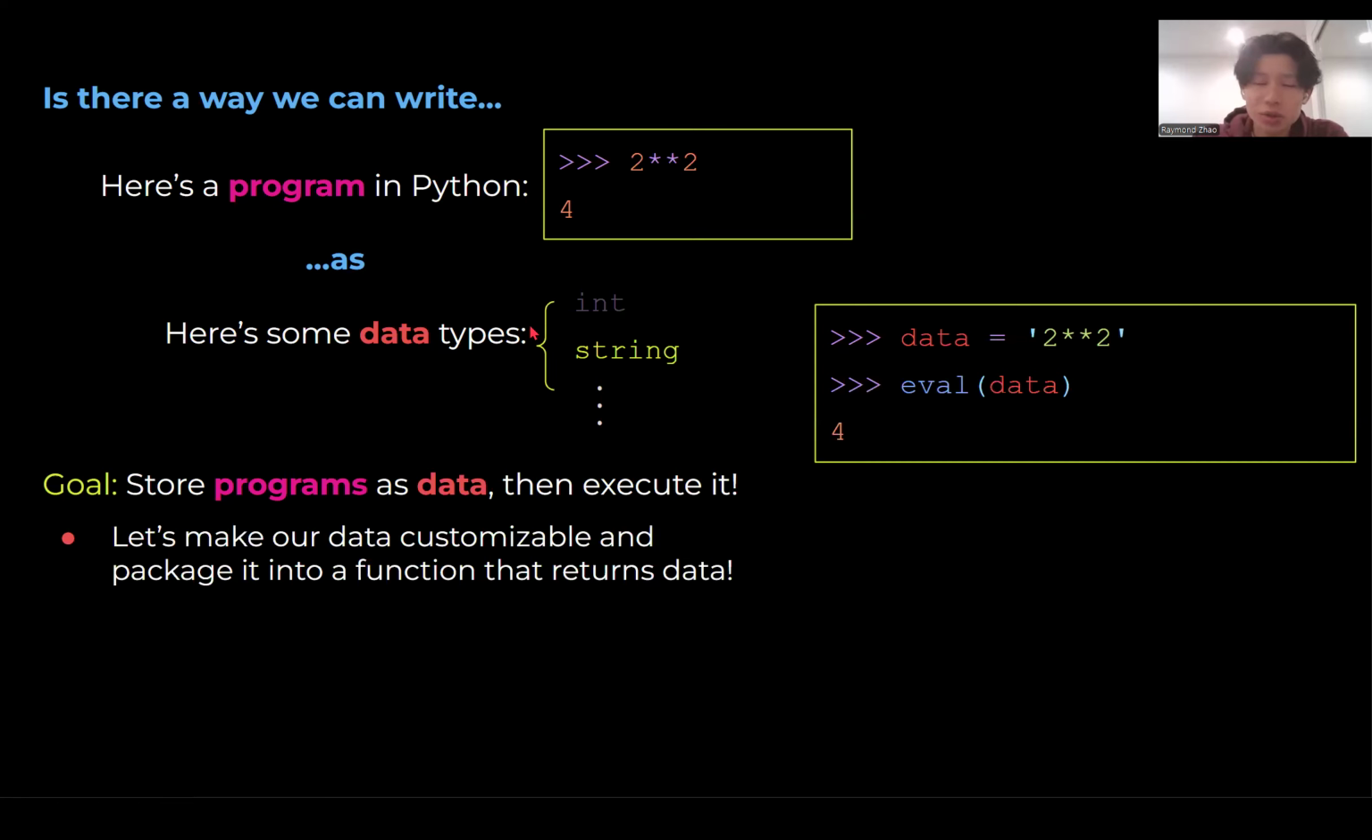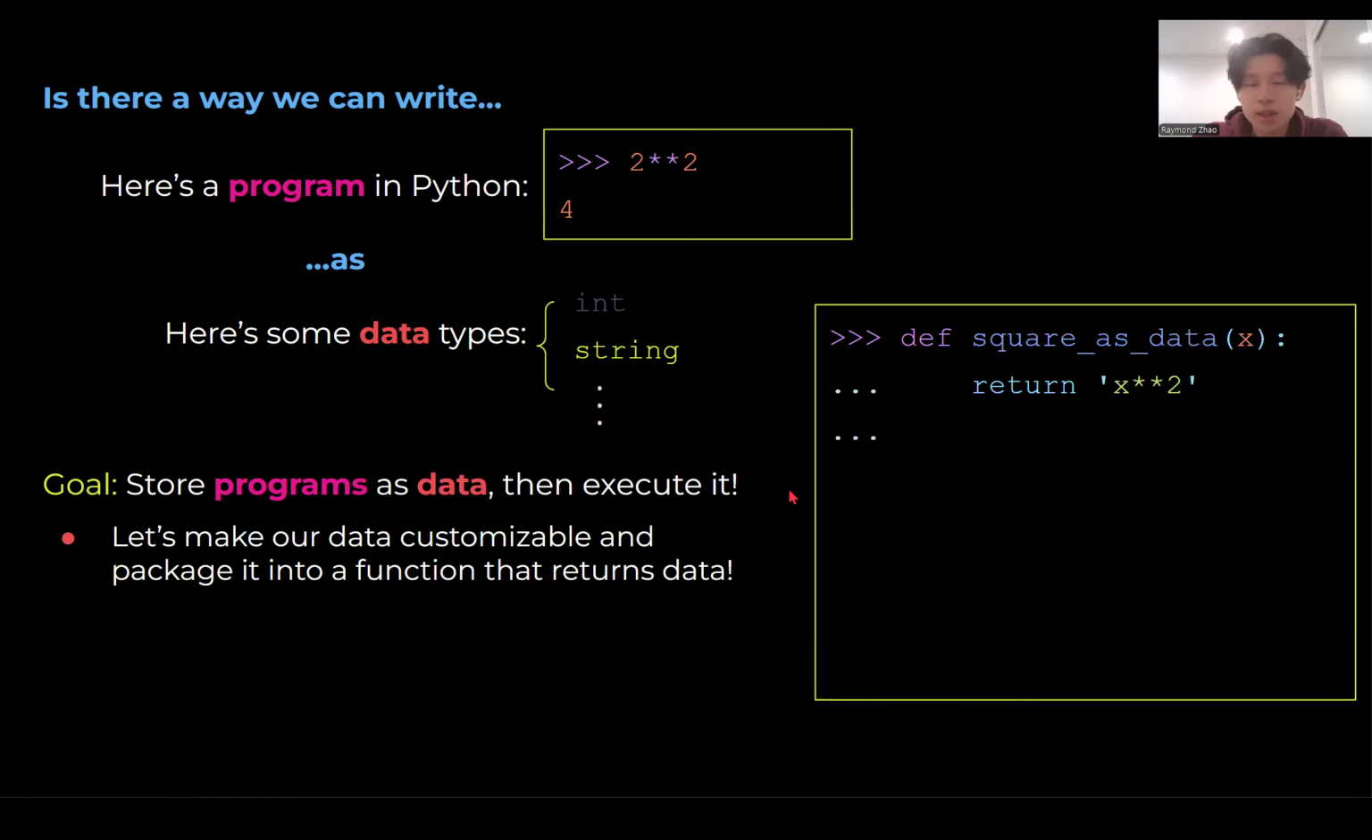Can we do something more interesting? Can we make our programs as data dynamic? Can we pass in arguments? Let's do that. Let's write a function that can actually take in a parameter and output some data that can then be executed as code. Let's make our data customizable. I'm going to call square as data on 2. And then my data is now x squared.